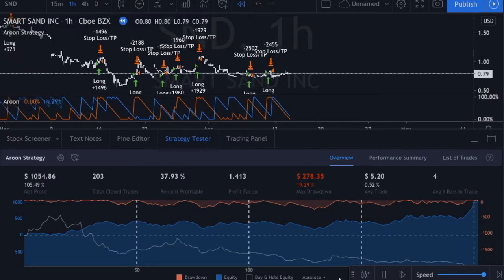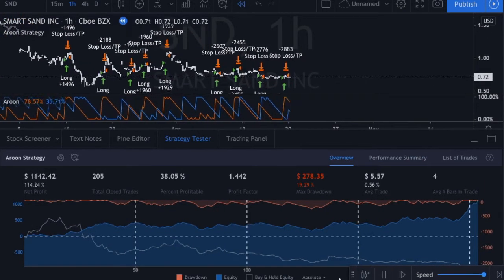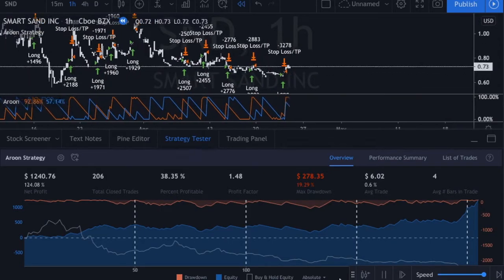Remember that there's a million ways to make money trading the markets. The hard part is that they are all very difficult to find.